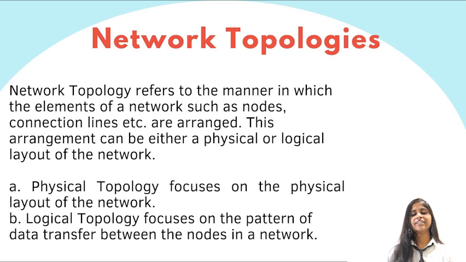Now we will see the network topologies. First of all we will see what is the meaning of network topology. Network topology refers to the manner in which the elements of a network such as nodes, connection lines, etc. are arranged. This arrangement can be either a physical or logical layout of the network. First we have physical topology, which focuses on the physical layout of the network. Then we have logical topology, which focuses on the pattern of data transfer between the nodes in a network.